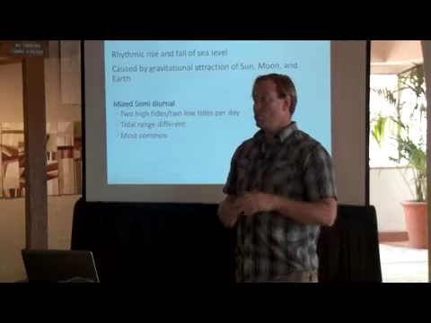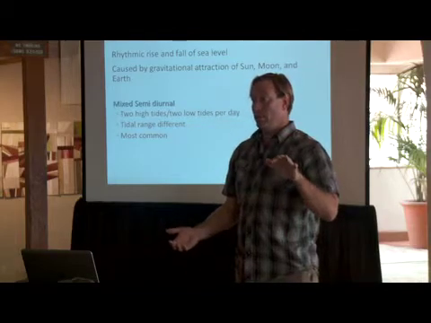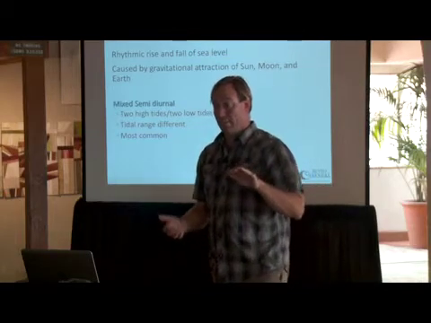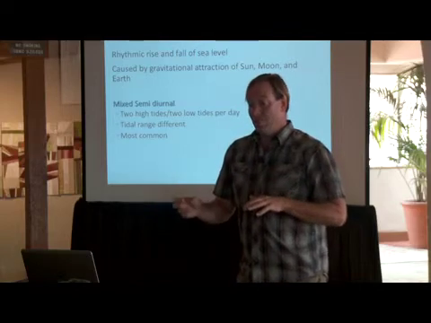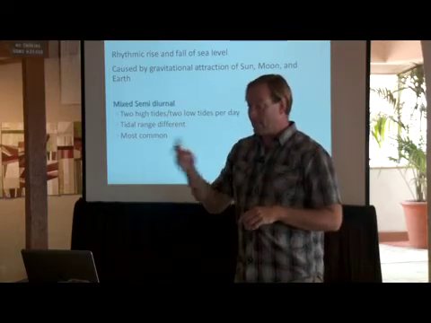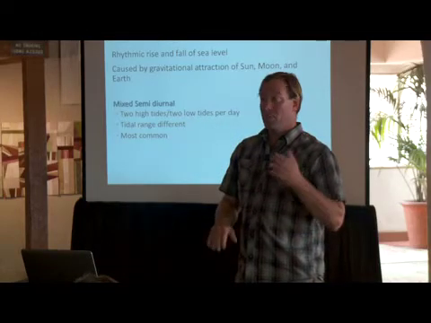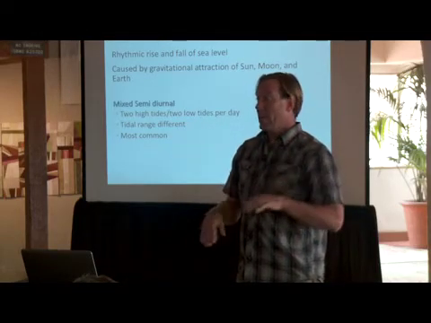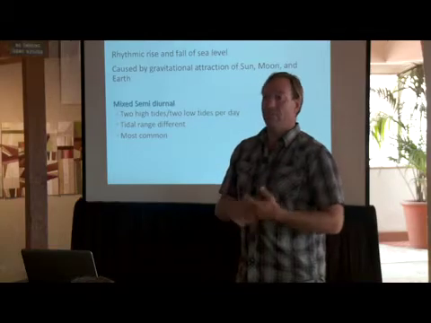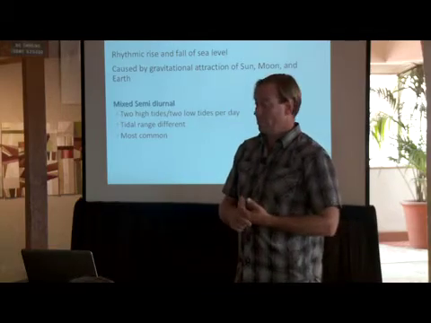In Santa Barbara, we have what's called a mixed semi-diurnal tide series. That means that there's 2 highs and 2 lows in a 24 hour and 52-minute tidal day. And that means that the tide ranges between the highs and lows are different. And it's also sort of the most common type of tide sequence we see around the world.